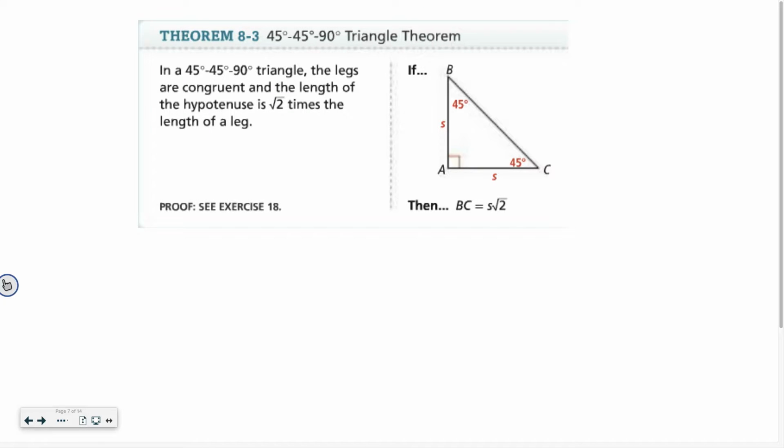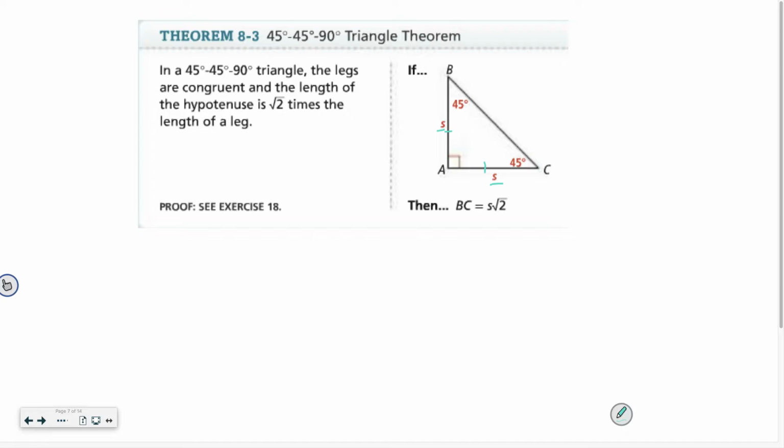Now let's talk about a specific type of right triangle. So 45, 45, 90 is a type of isosceles triangle. So remember, isosceles means that we have two sides that are congruent. So I'm going to call those sides S, mainly because the book does. I am also okay if you use X, just because it's a little easier to differentiate from numbers. So I may switch between using S or X, okay?